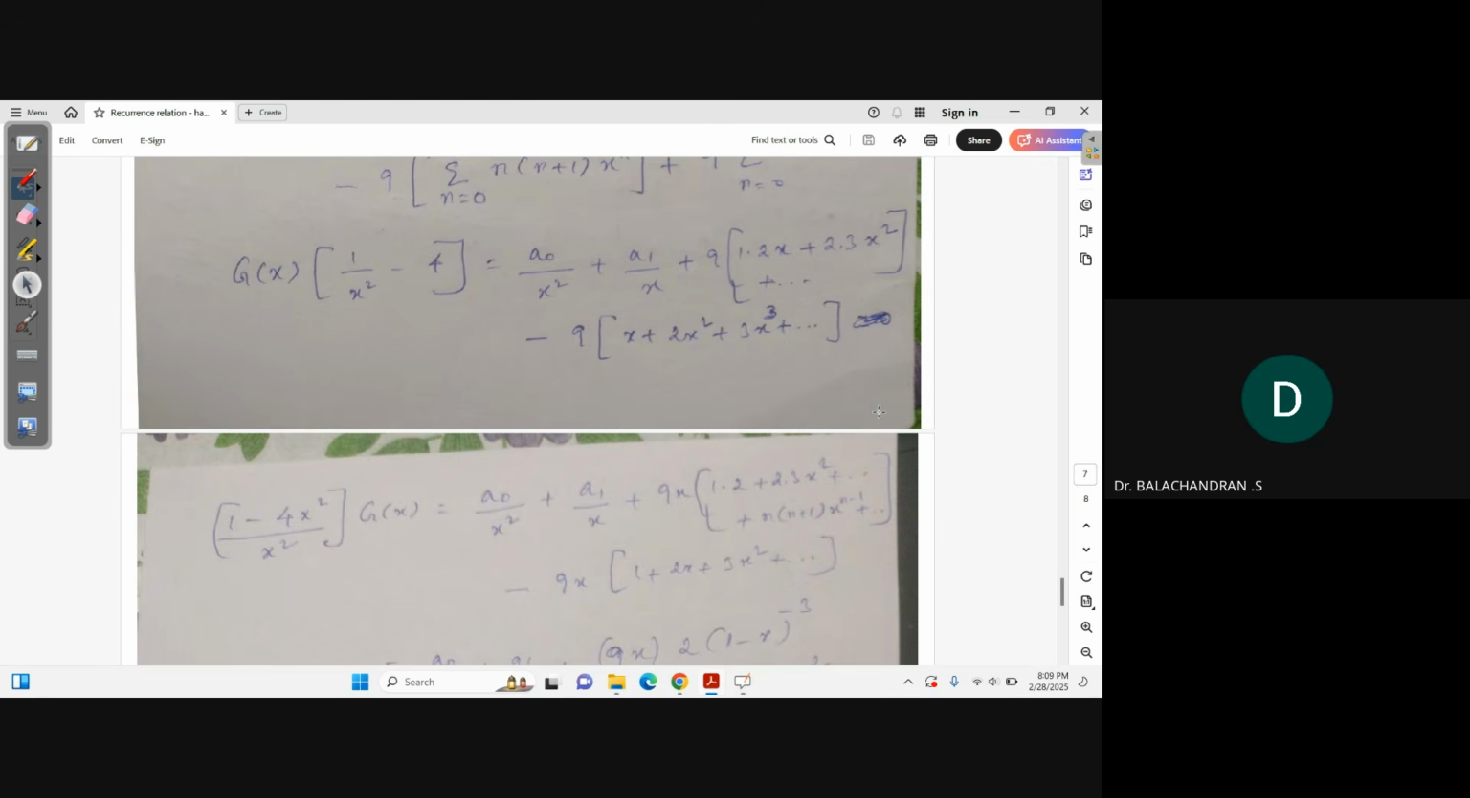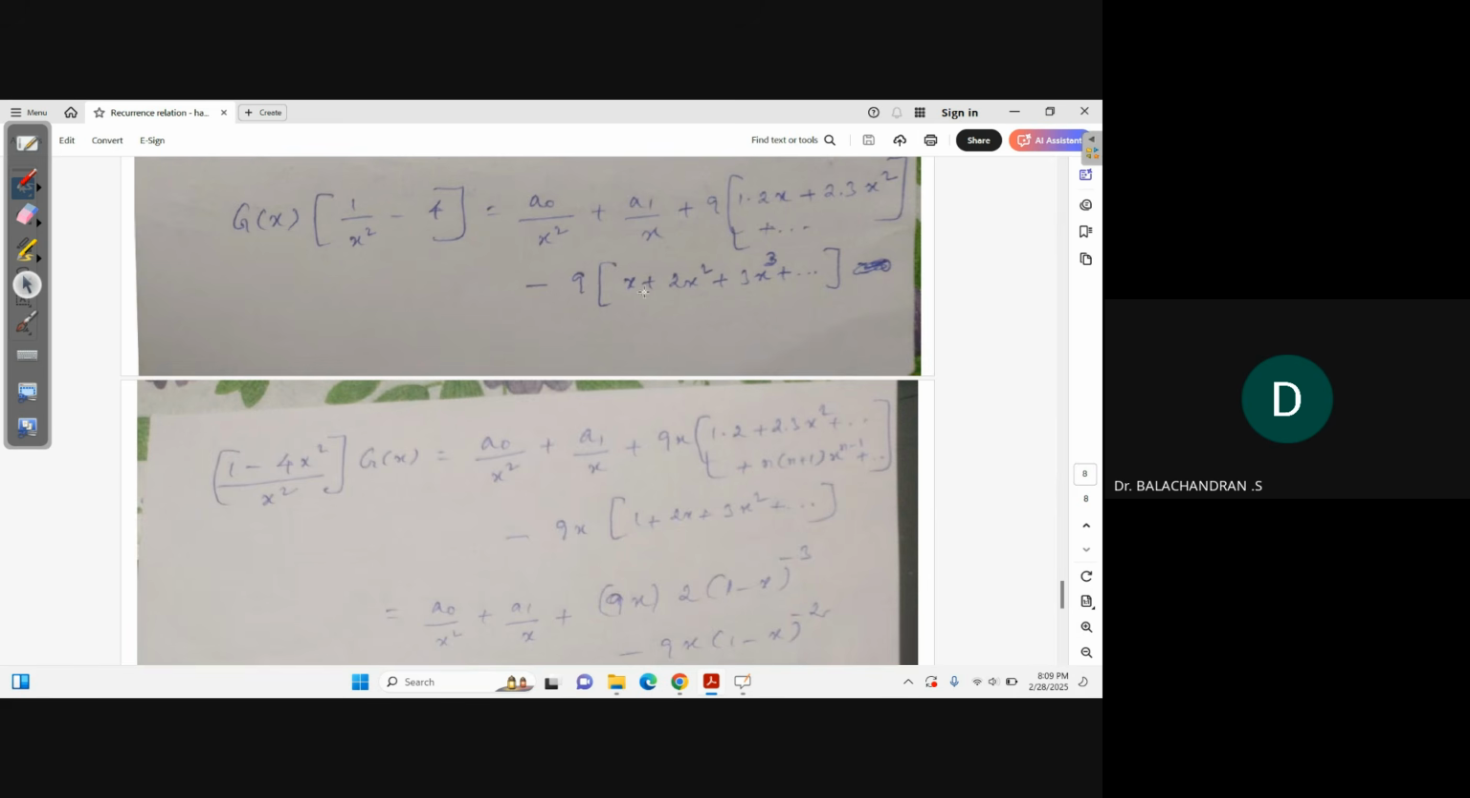And here, what is the coefficient of the nth term? n into (n plus 1) into x^n, but I took x common, that's why I'll write n into (n plus 1) into x^(n minus 1). Here I'll take x common, so minus 9x into (1 plus 2x plus 3x square and so on). Why don't I take 2x common? The reason is, in (1 minus x) whole power minus 3, the first term is 1 into 2. That's why I'll take only x common here.